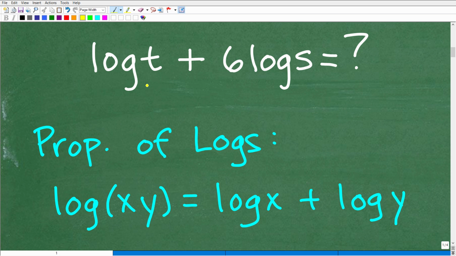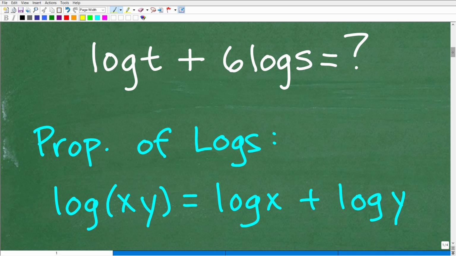If this was log base 7 and this was log base 9, we'd kind of be stuck. For the properties of logarithms, at least the ones we need to use for this particular problem, the logarithms have to be the same base. That's the first thing we want to observe. And because these logarithms are the same base, we can easily combine them.